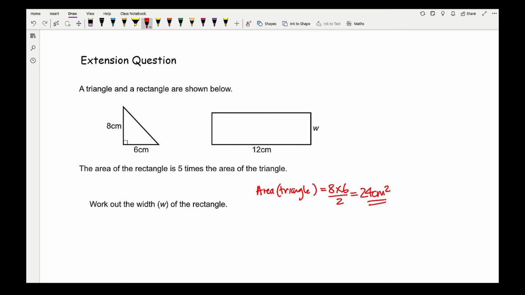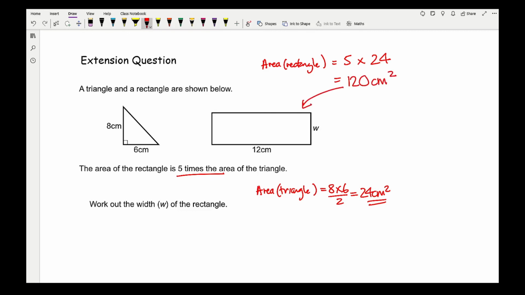Now in terms of what this means, it means that the area of the rectangle is 5 times the size of the triangle. So it's going to be 5 times 24. Now if I work out what 5 times 24 is, that gives me an answer of 120. So that's what the area of this is going to be.